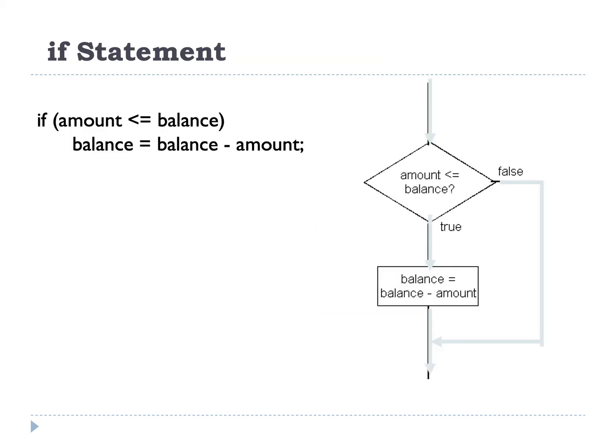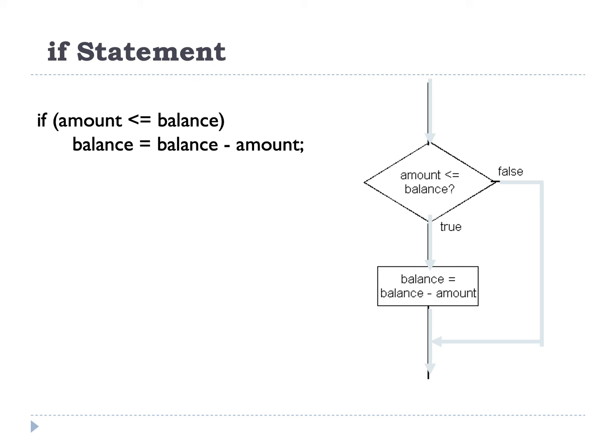Say that we have this example. We have some values for the variable amount and also balance. The condition in our if statement is amount less than or equal to balance. If this is true, we will calculate balance equal to balance minus amount. So that is our statement. If the condition is false, we will not do the calculation.